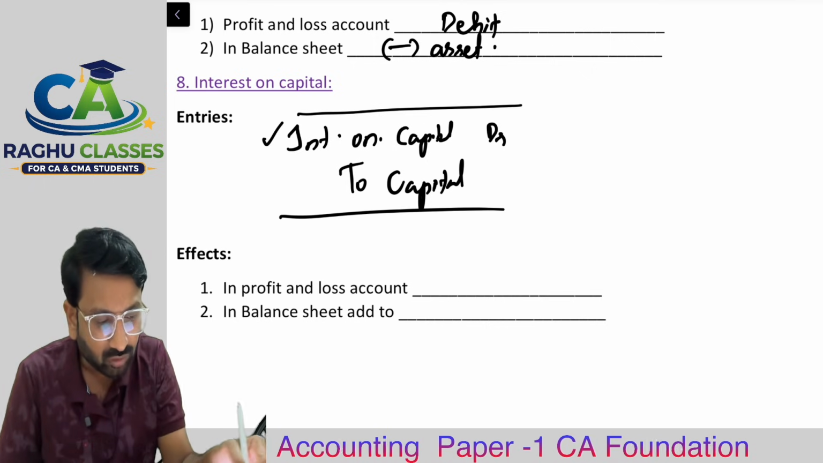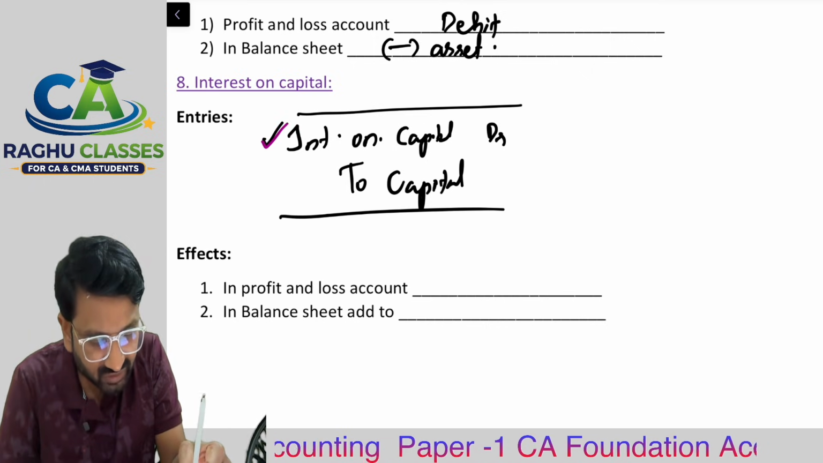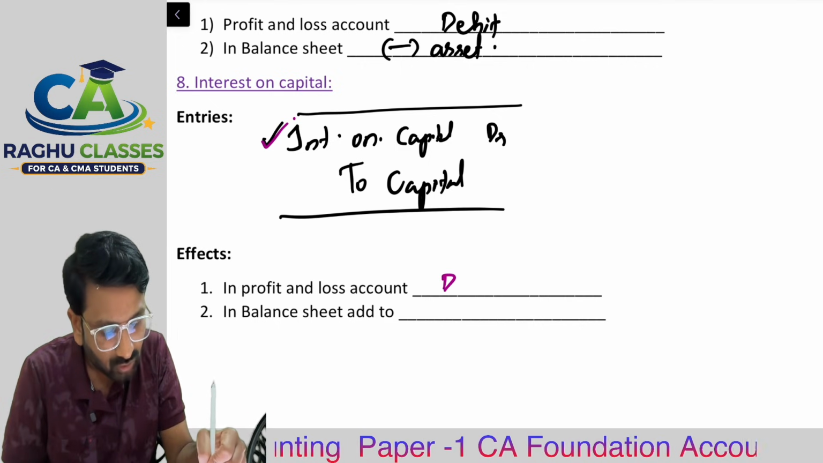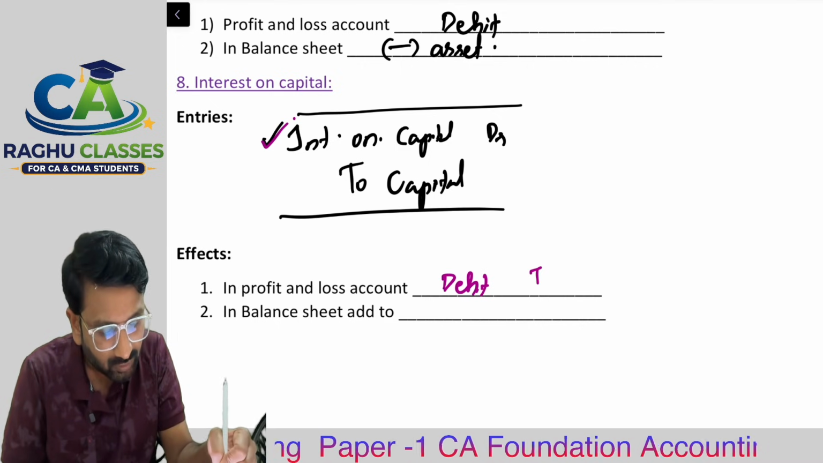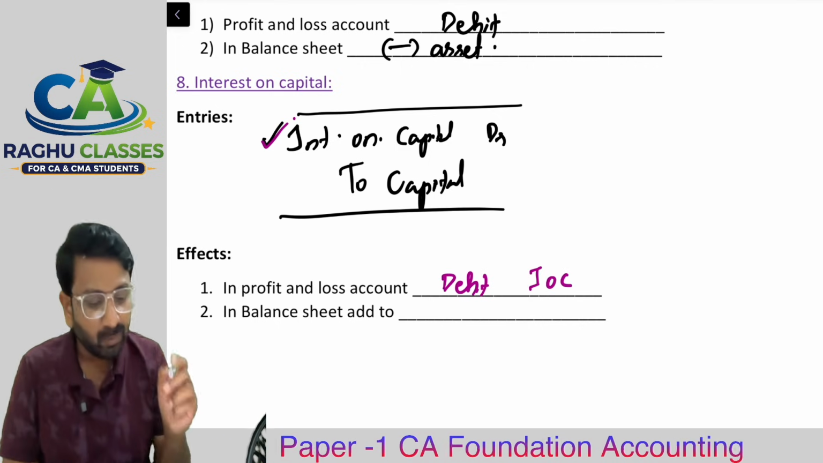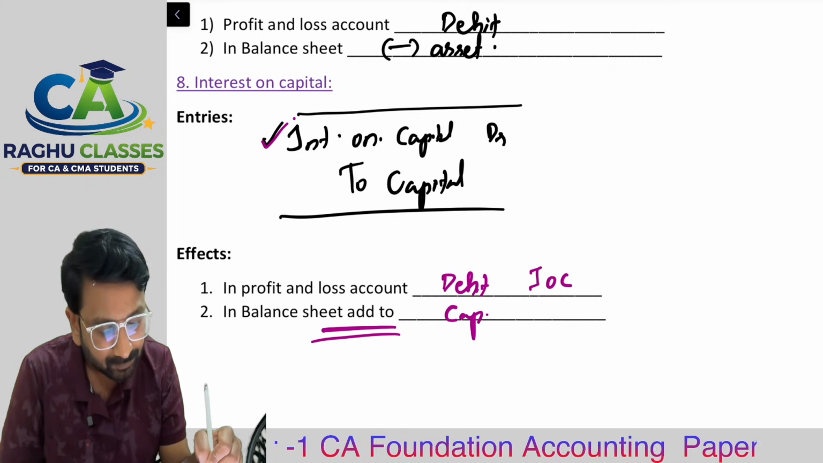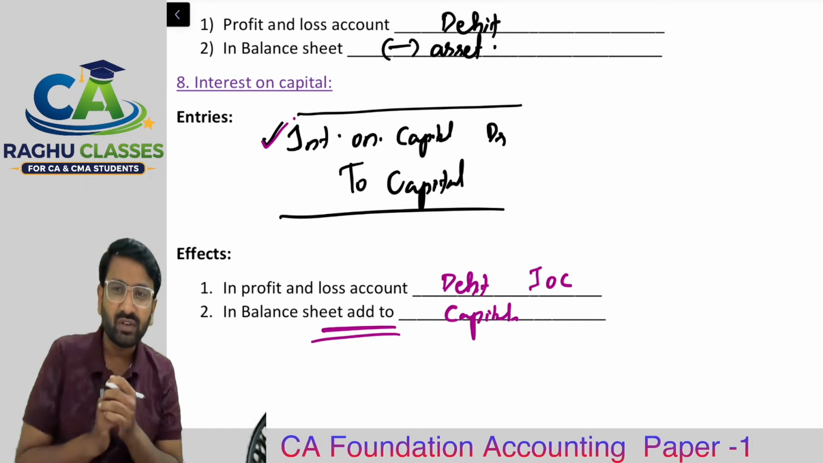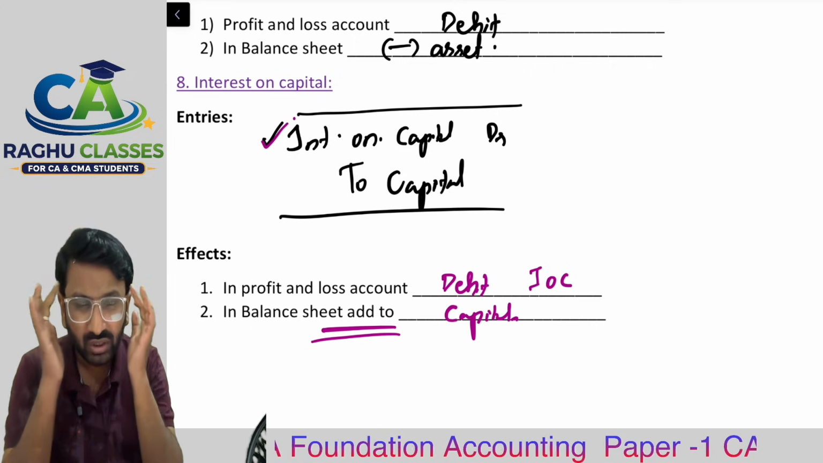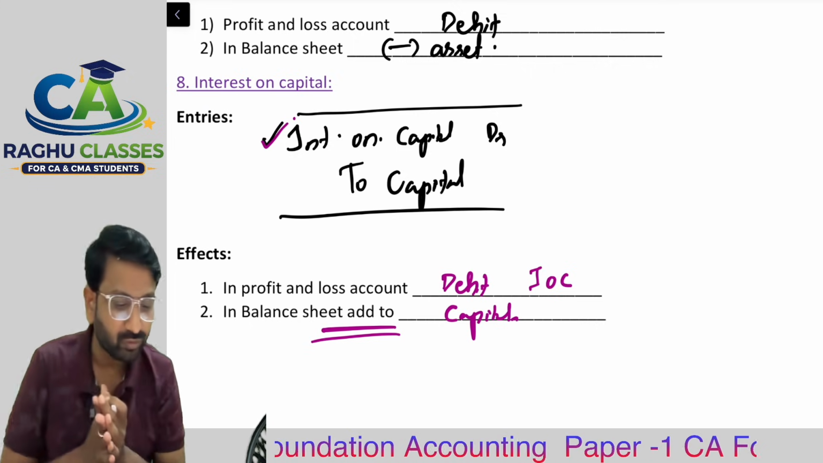From business point of view, because this is an expense, in profit and loss account we will debit interest on capital, and in balance sheet we are going to add this to capital. This is how we treat interest on capital. So we are doing this strictly from business point of view.